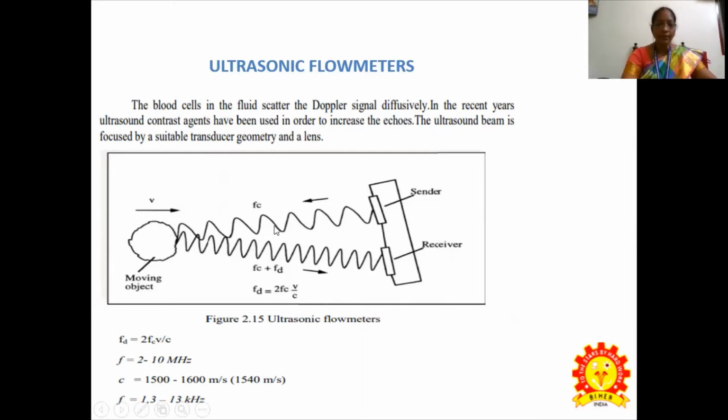So this travels with the frequency Fc, hits the target, and comes back with the frequency Ft. So Fd is equal to 2Fc into V by C, where Fc is equal to 2 to 10 megahertz and C is equal to 1500 to 1600 meters per second, for example. So Fd is equal to 1.3 to 13 kilohertz.